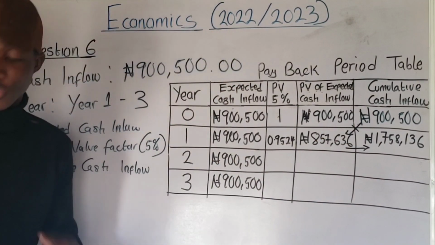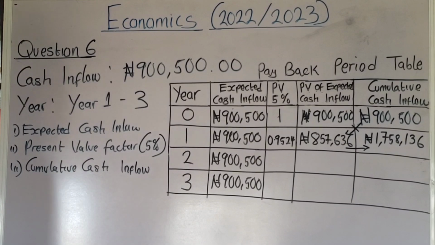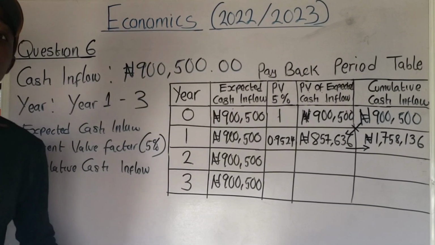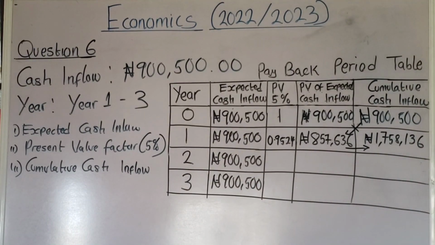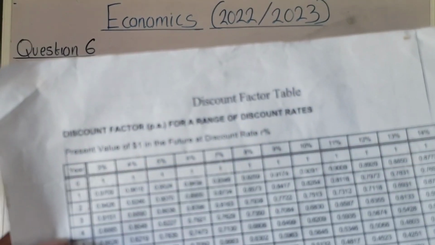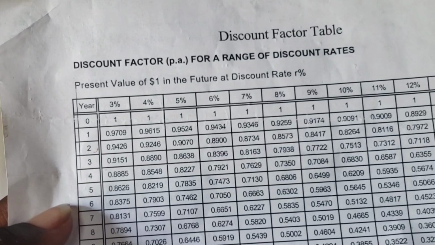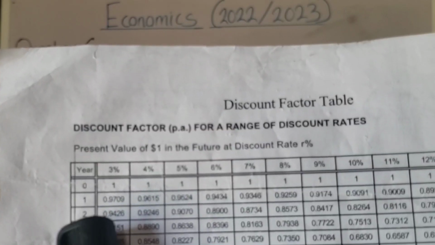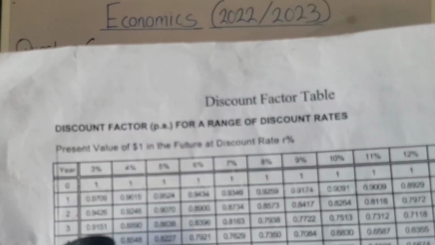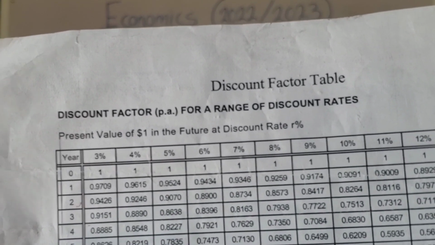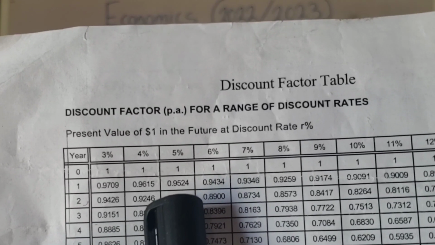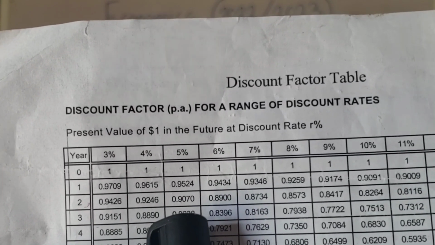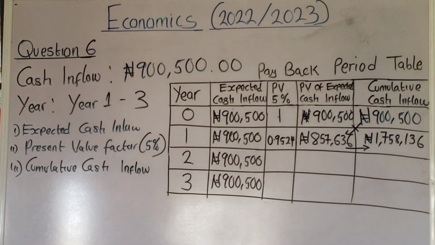Now let's go to year 2. For year 2, we have known that the expected cash inflow is the same throughout the years. So let's determine the PV at 5% for year 2. We are still going to use the same procedure. I don't know the reason why it is blurred. This is year 2. You can see this is year 2. Now let's trace it to the PV under 5%. The PV under 5% is 0.9070. You understand?